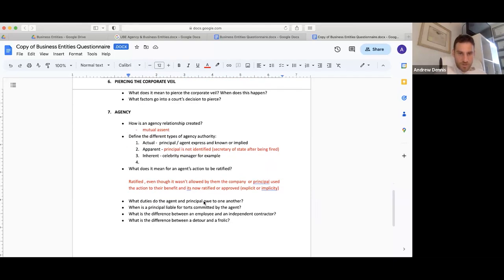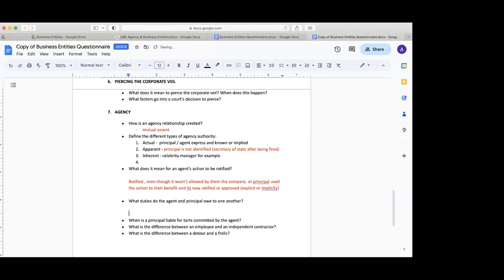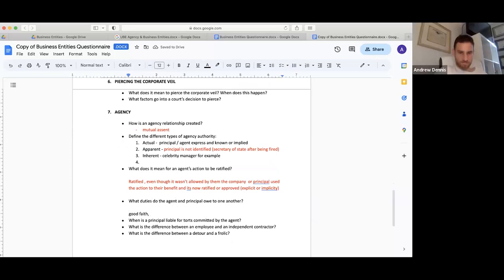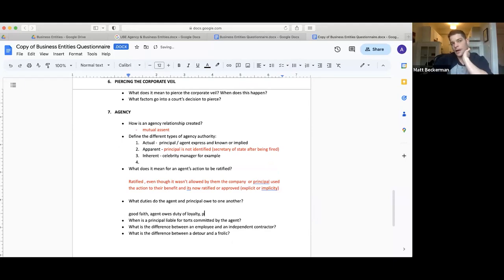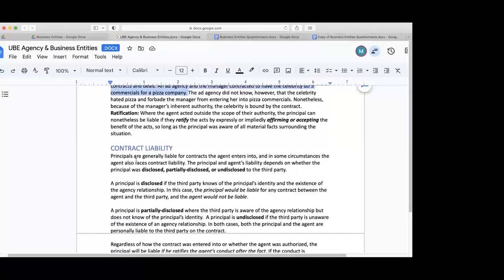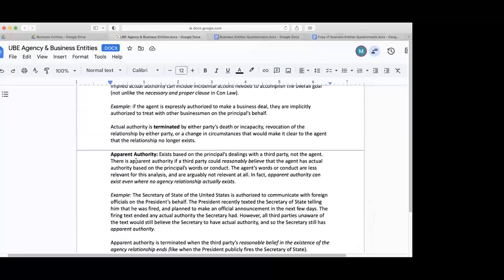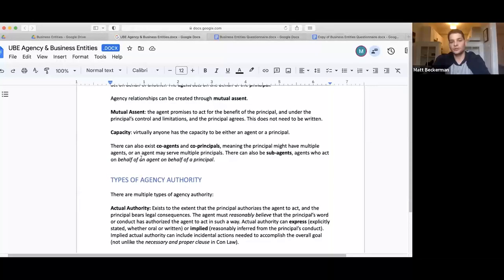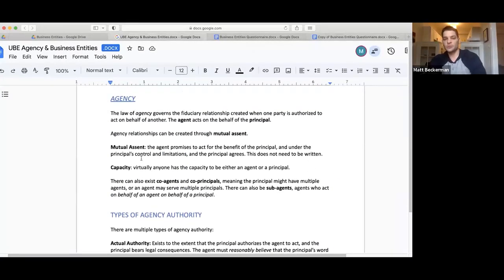What duties do the agent and principal owe to one another? Good faith. Yeah. The agent owes the principal a duty of loyalty. Right. And I think the principal, I don't know if it's technically a duty, but the principal is obligated to recompense the agent if the agent used their own funds in order to work. Didn't you use the sandwich example or something like that? I think last time, Matt. The sandwich? I may have mentioned sandwiches. I don't know.